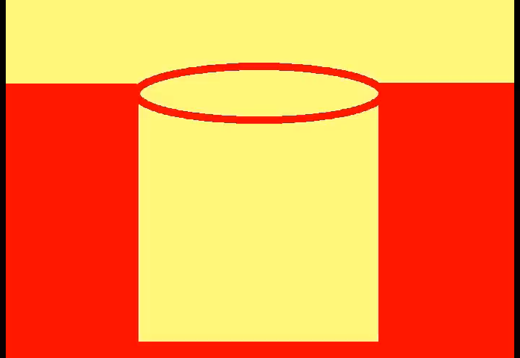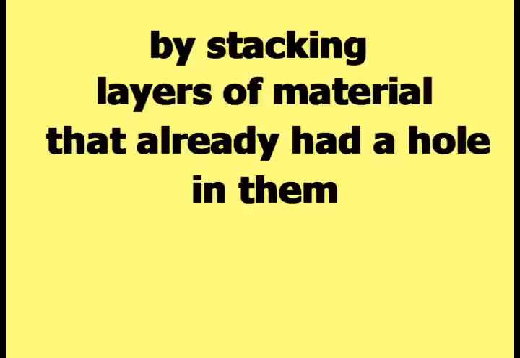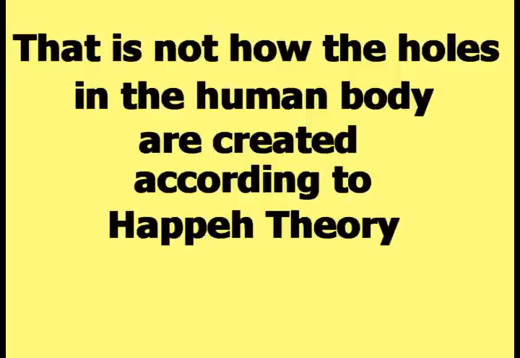This picture shows a simple drawing of a hole that will represent one of the holes in the human body. The human body could surround the empty space of a hole within itself by stacking layers of material that already had a hole in them, as demonstrated in this animation. That is not how the holes in the human body are created according to Happy Theory.